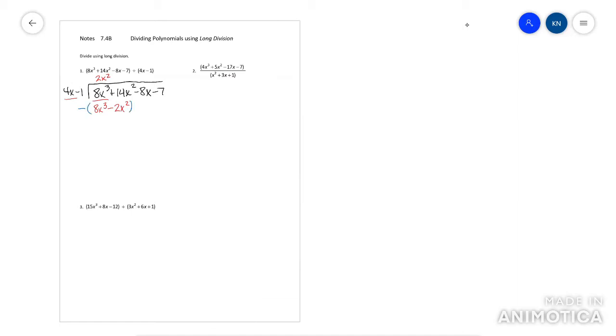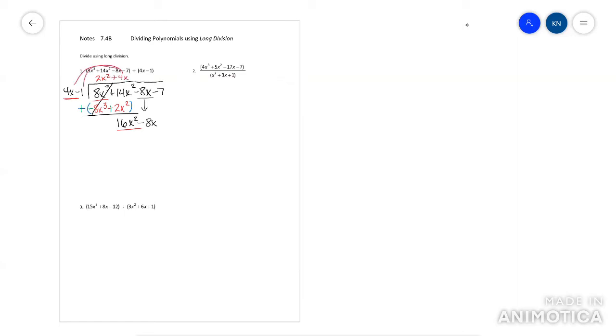So I like to make it a plus and distribute the negative sign, which just changes the signs of those things. Combine, the x cubes will cancel. 14x squared plus 2x squared makes 16x squared. Then you drop the next term and repeat. So now I'm doing first term divided by first term. So 16x squared divided by 4x is 4x.